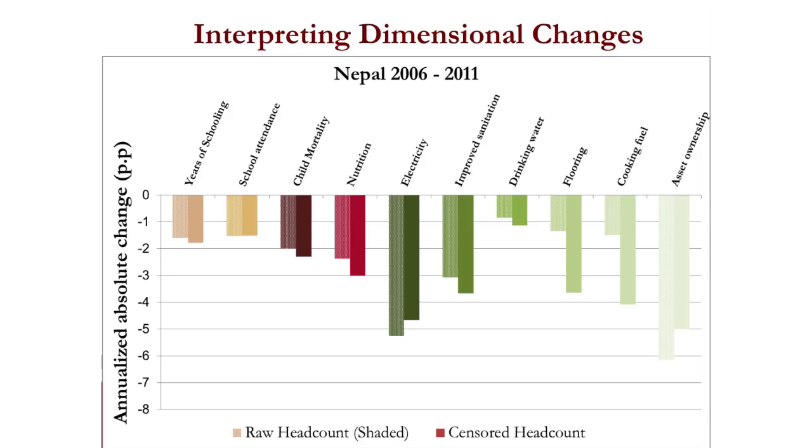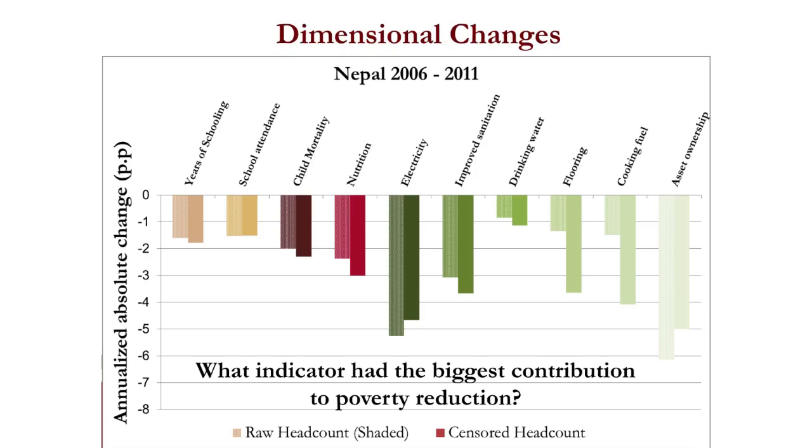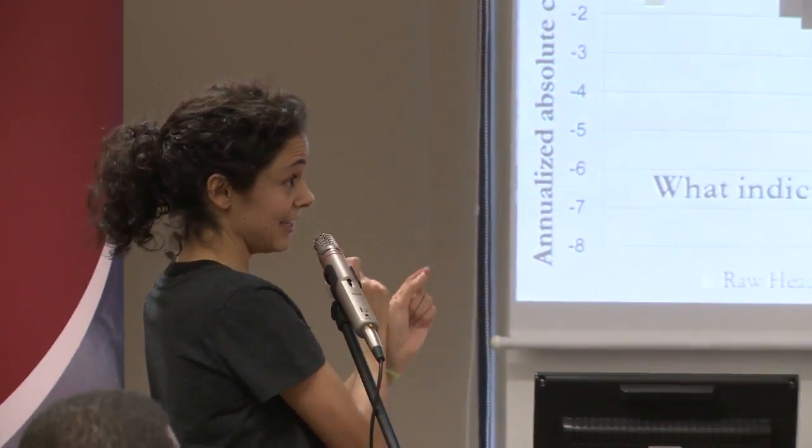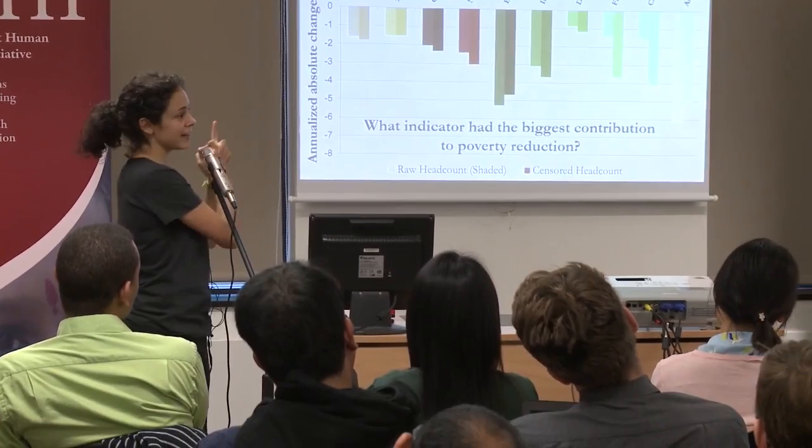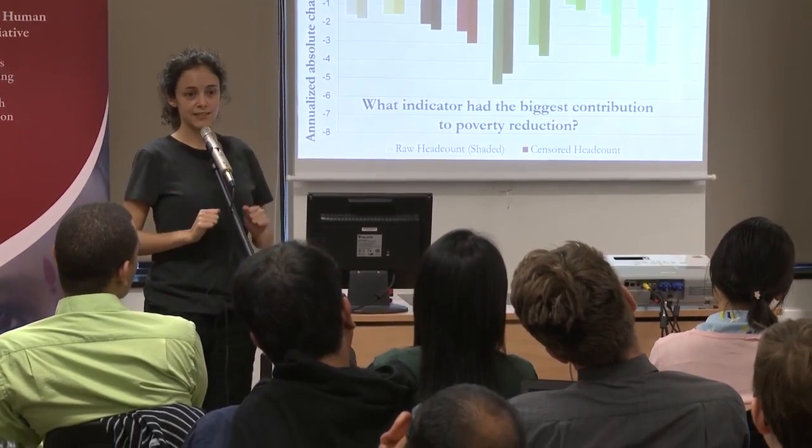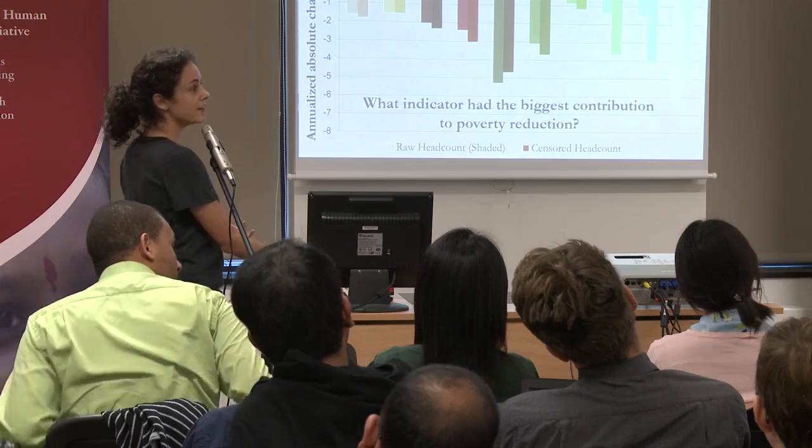But now, which of these 10 indicators had the biggest contribution to poverty reduction? So it's not which indicator has reduced most, but which had the biggest contribution to making M0 go down. Cooking fuel. Why cooking fuel? That's so. It's important to look at the censored and not just the uncensored. Other guesses?